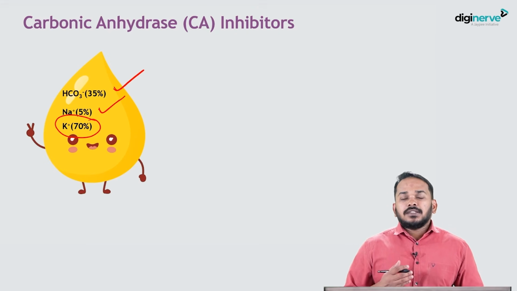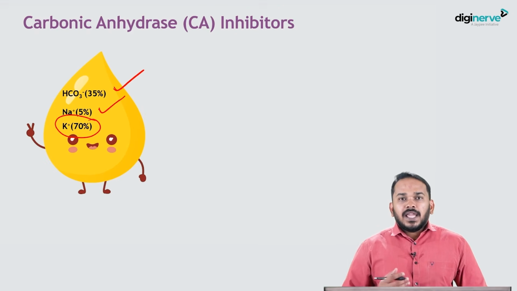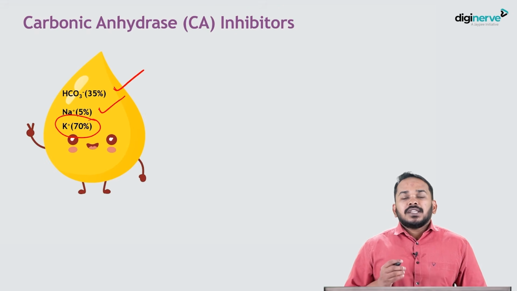It will increase the excretion of bicarbonate ions by 35%. It only produces a mild increase in sodium excretion, and it produces a significant increase in potassium ions, that is a 70% increase in potassium.